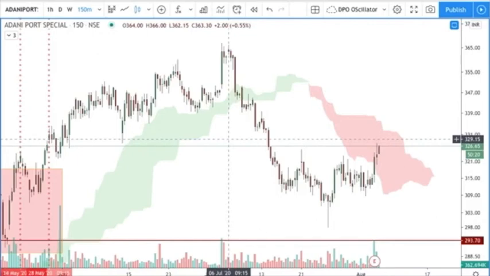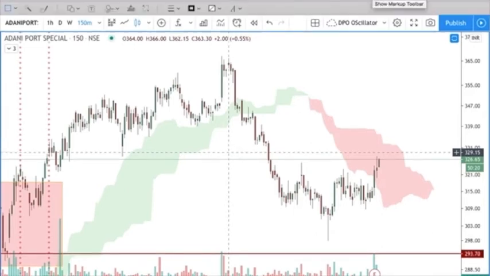Today we are going to discuss another head and shoulder pattern that we are seeing, and we are seeing this on the 150 minutes time frame on Adani Ports. I'm just going to explain to you briefly what you can look for in a pattern like this and how you should go about trading this.